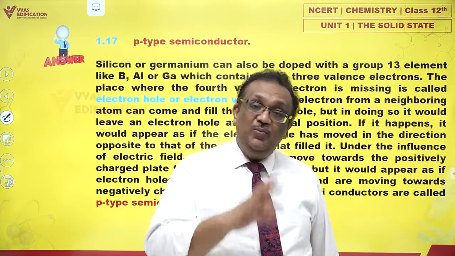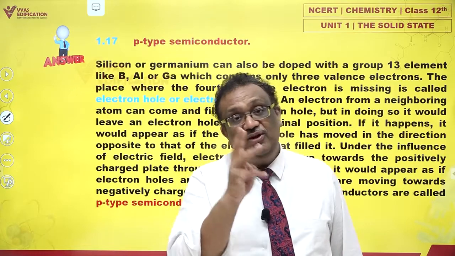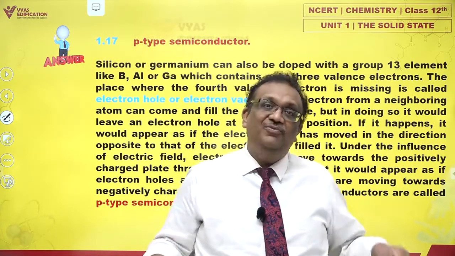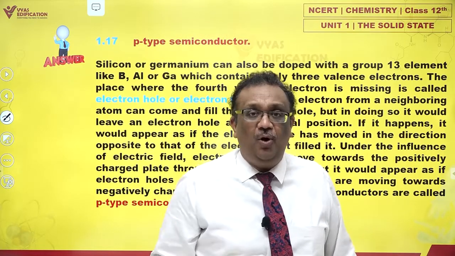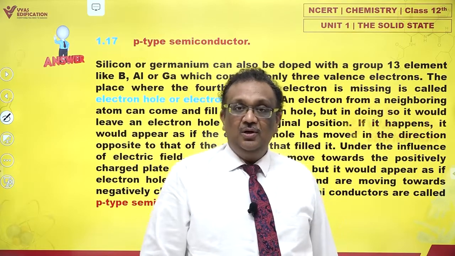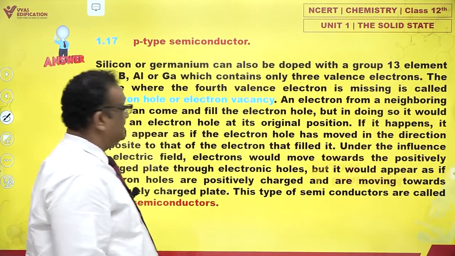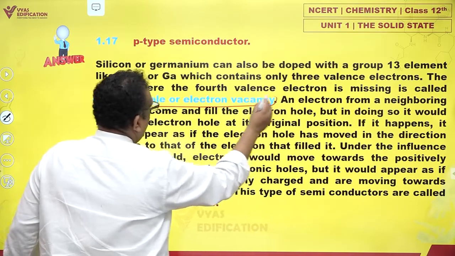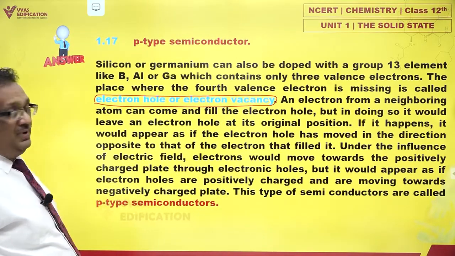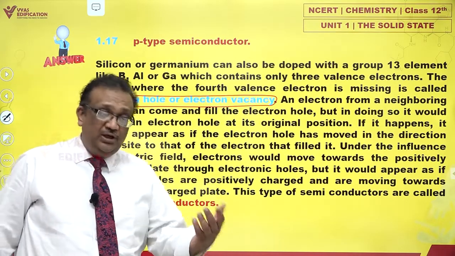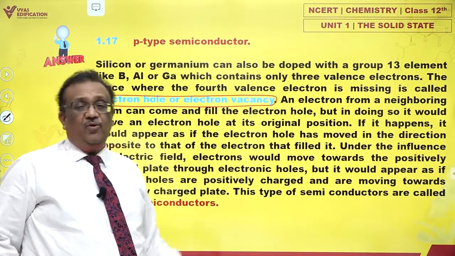Now, boron or aluminium, instead of 4, have only 3 valence electrons. If they have only 3 valence electrons, they'll just form 3 bonds. But we wanted a 4th bond, and there is no 4th bond. Why? They don't have electrons. So there is a gap, there is a hole. Yes, you can say an electron hole or electron gap. And this electron hole or electron gap would tend to attract an electron from a neighbor.